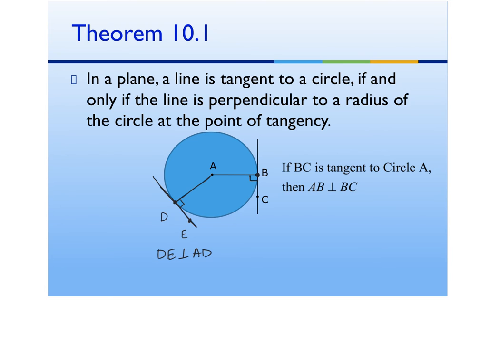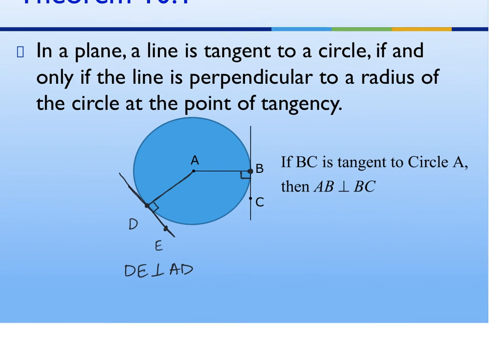Now, this is important because we dealt all of last chapter with those right triangles, right? You're going to see a lot of right triangles coming out of the tangent line and the radius. And we're going to be able to solve them, to figure out different lengths of the circle. If there's a line that's tangent to the circle, it's going to be perpendicular to the radius at the point of tangency.